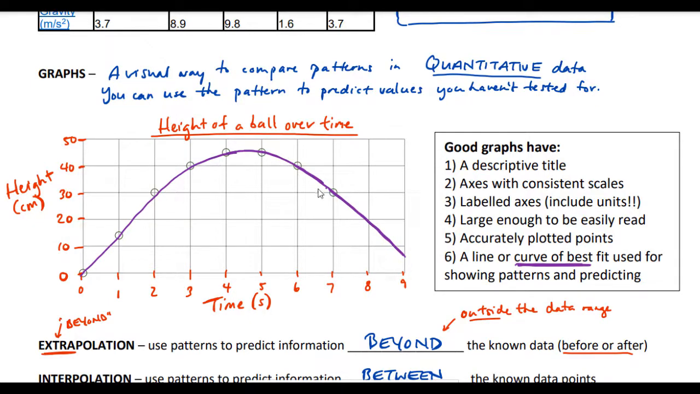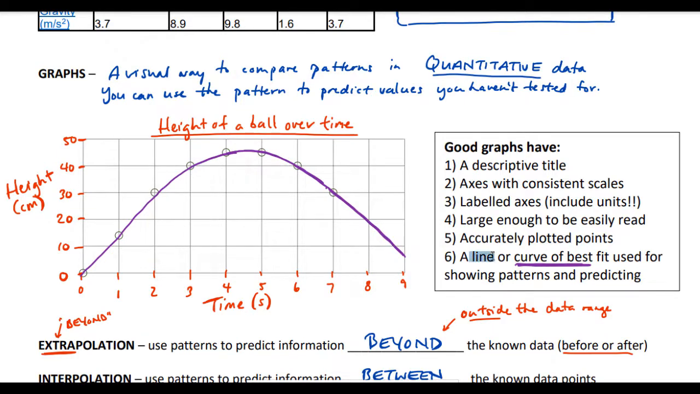You need to have your graph large enough, easy to read. You don't want to have all of this data squished into this little tiny area. You want to use the space so that it's easy. You want to be very accurate with your points when you plot them. Don't just sort of fudge it and guess it. You want to be very accurate. And then we don't just want the dots. We want to show the pattern that we see within that data.